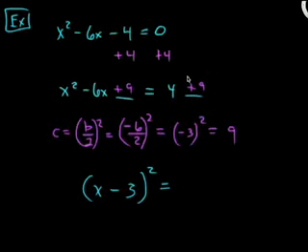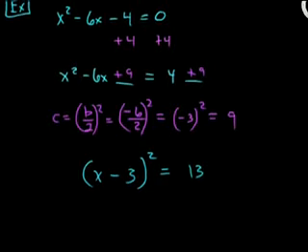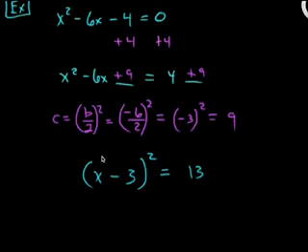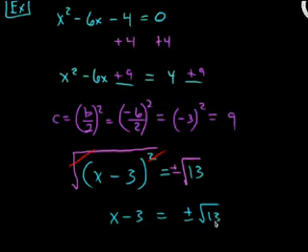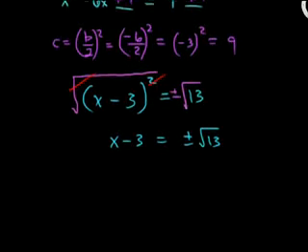And what's the right-hand side? 4 plus 9 is 13. So now to continue solving, notice conveniently I've got this whole thing squared. So to undo that square very quickly, I could root both sides, plus or minus, don't forget it. And the square root and the square cancel each other out. And I get x minus 3 equals plus or minus the square root of 13, which is not a perfect square. But that's okay with us. I can just leave it as the square root of 13.